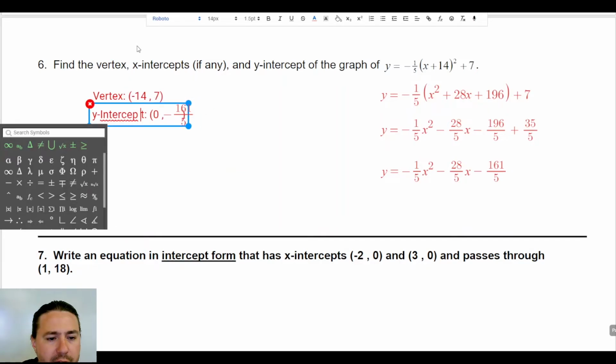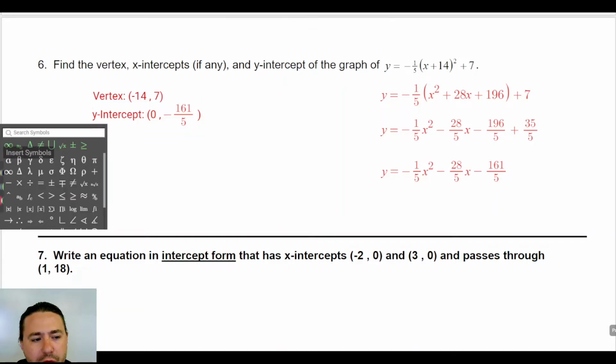Gonna have to bring that second parenthesis out a little bit further. There we go. Okay, so that is our y-intercept, and so now we get to find the x-intercept. To find the x-intercept, we need to set this equal to 0 and then solve it.